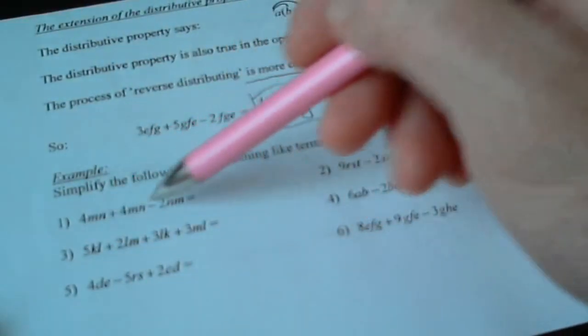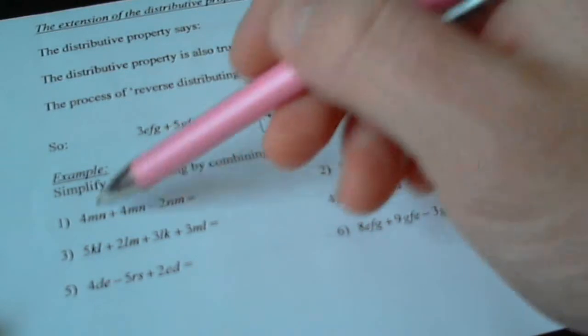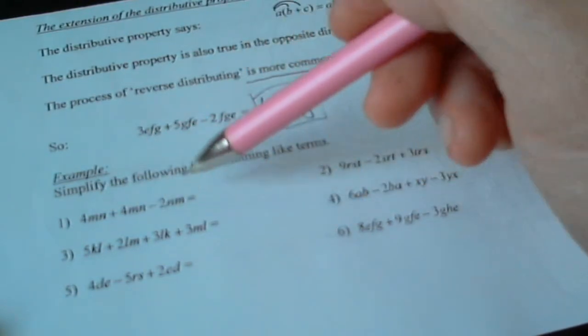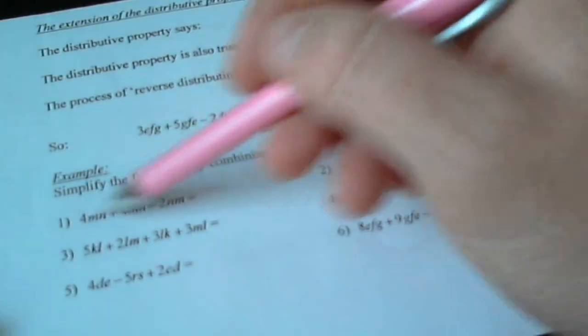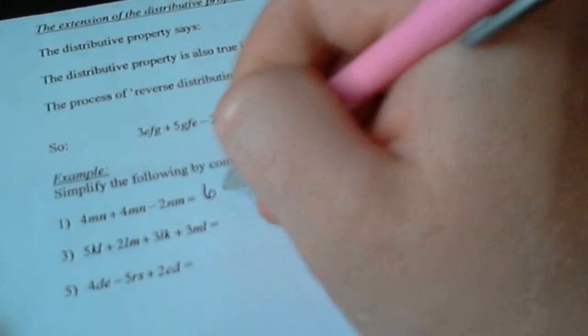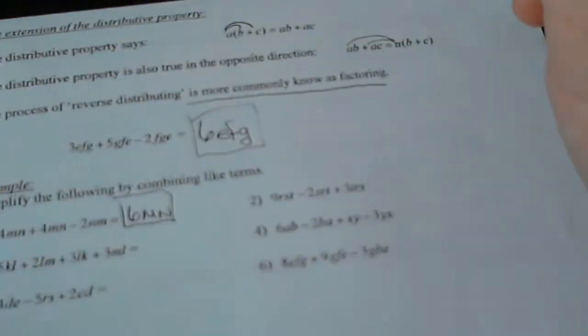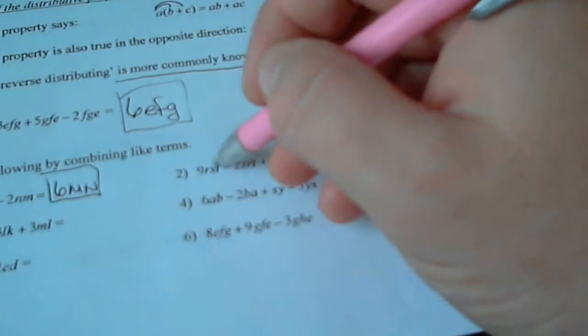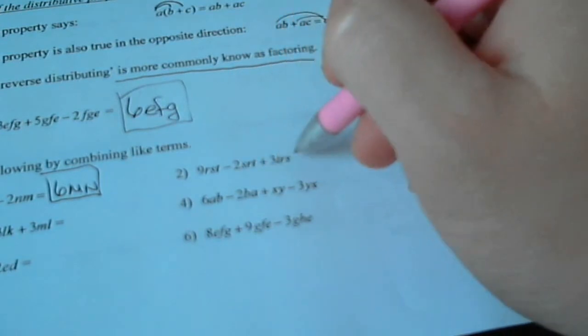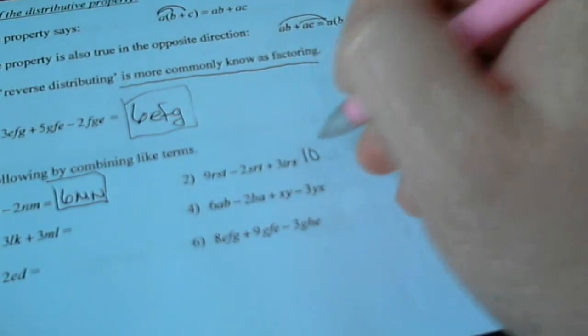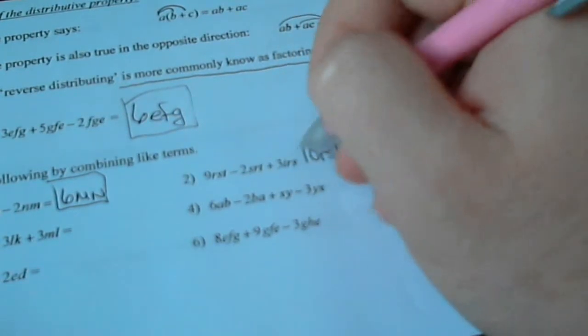Let's try this one down here, number 1. We have MN, MN, and NM. All three of these terms have N's and M's, and that's it. So we can put them together. 4 plus 4 is 8, minus 2 is 6. MN. And I guess I should have used lowercase because that was here. Okay, number 2. RST, SRT, TRS. All three have S's, R's, and T's. So we can put these together. 9 minus 2 is 7. 7 plus 3 is 10. 10 RST.